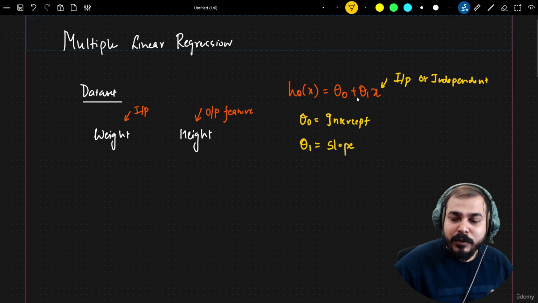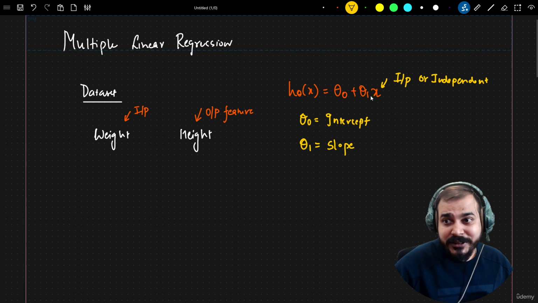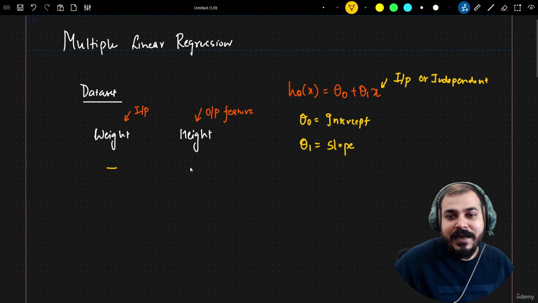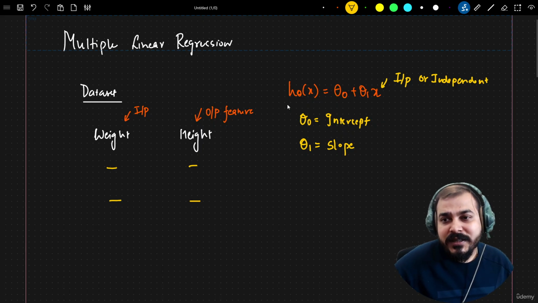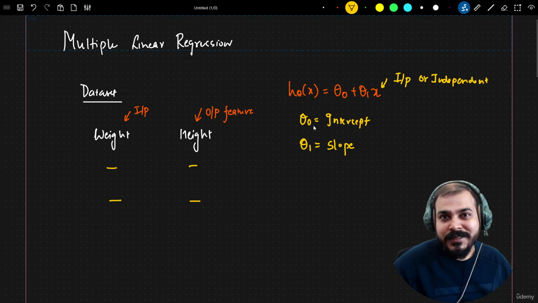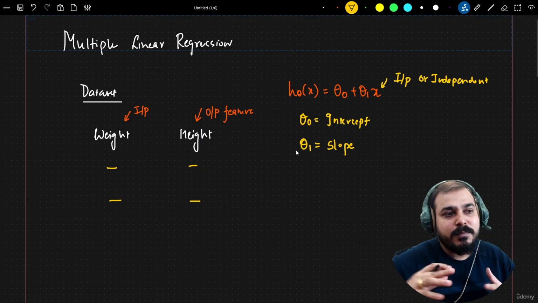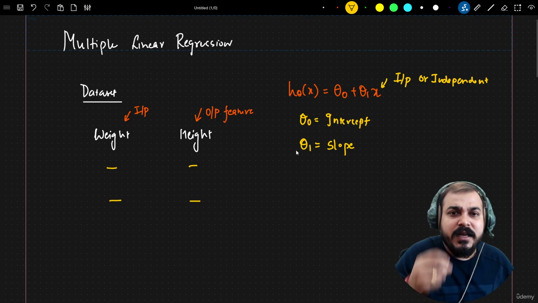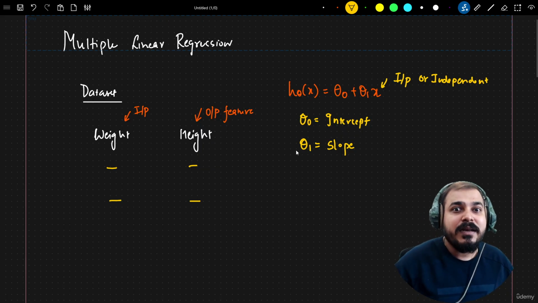Now, what we were doing here is that we were trying to change theta 0 and theta 1. We will not change x. Whatever is there in this training data set, those are the only things we are going to take and train our model. So in this particular case, we'll just change theta 0 and theta 1 and try to find out the best fit line. Now, what if in your data set, you have multiple input features?